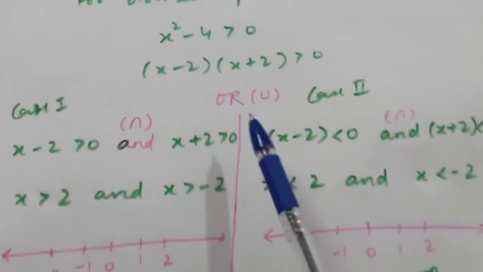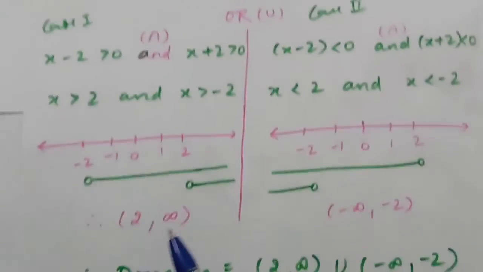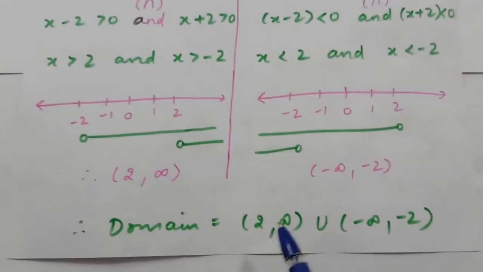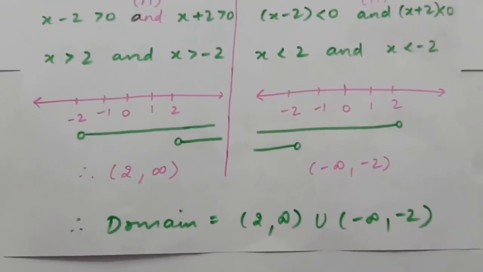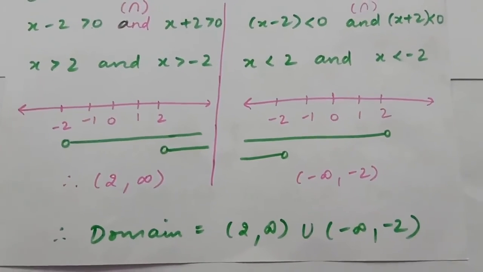Now for both these cases we have to take the union. So first case is this, second is this. So the domain will be union of these two sets. So this is the solution of question number 11th.